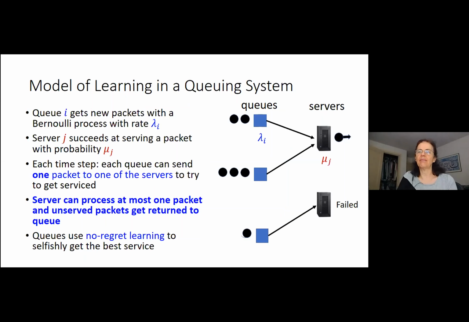And again, maybe a key assumption, we're assuming that the queues are using a no-regret learning algorithm to try to figure out where the best service is. Okay, so that's our model.